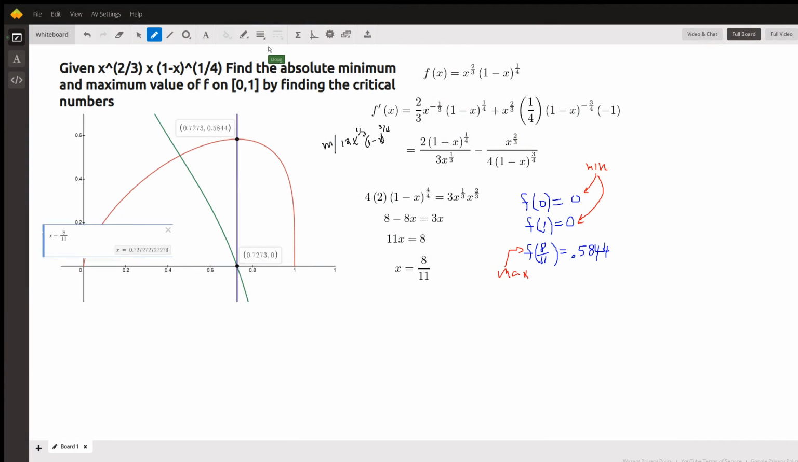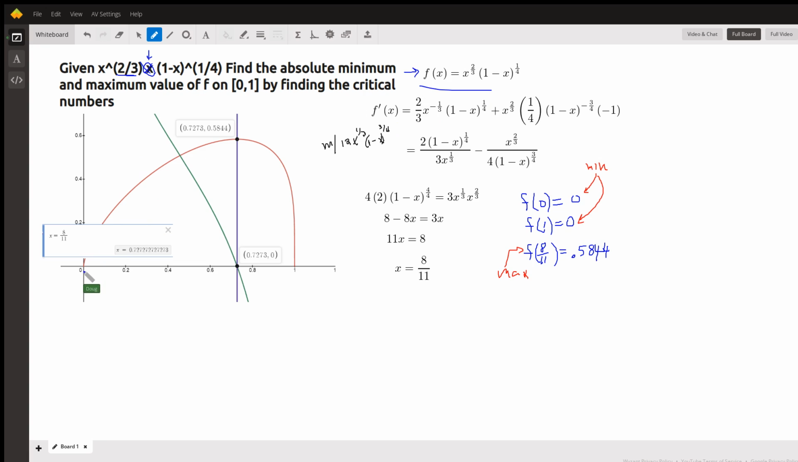Okay, assuming that I have correctly interpreted this as a multiplication symbol and not x to the first, this is the function we're dealing with. If this really is an x, we'd multiply x to the 2/3 by x to the first, and this would become x to the 5/3, and we'd do a similar thing. But we have to use the product rule to find the derivative.